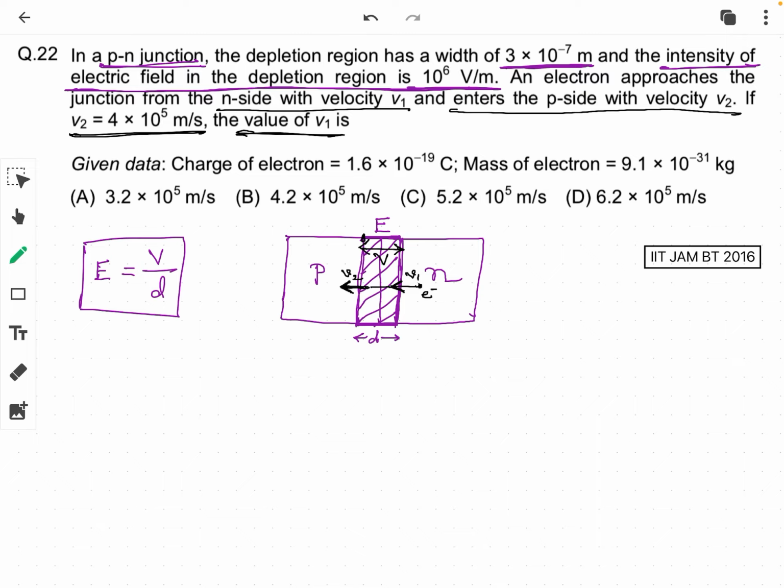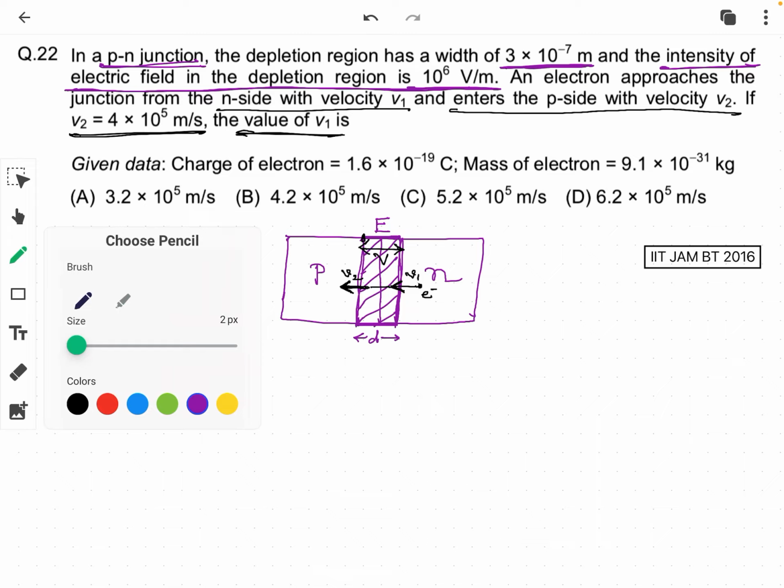Okay, if you don't know the formula, then remember it. Keep it in your mind. E equal V by D. It's a very important formula for this type of questions in this p-n junction depletion region. So from here we can write V is equal E into D. Okay. Now, as I said previously, the electron had enough energy to cross the depletion region.